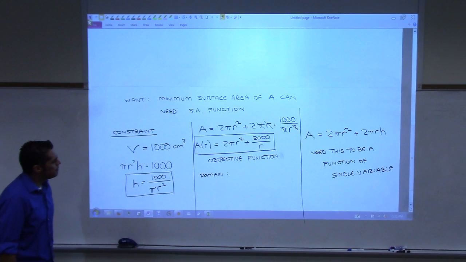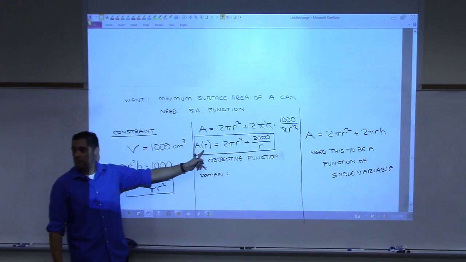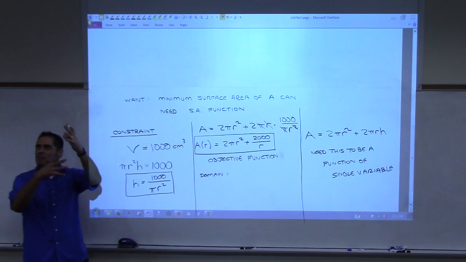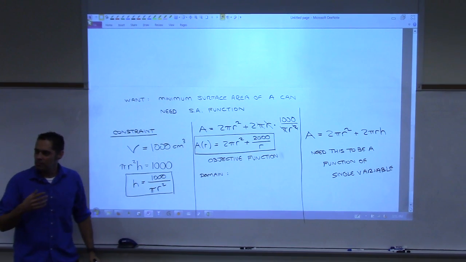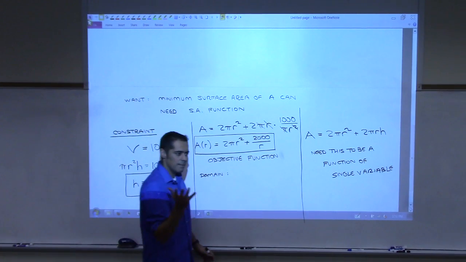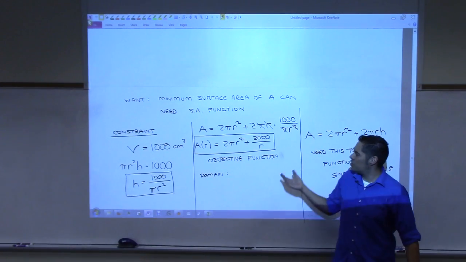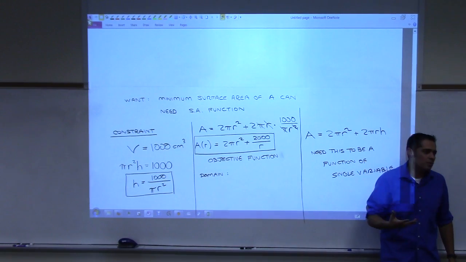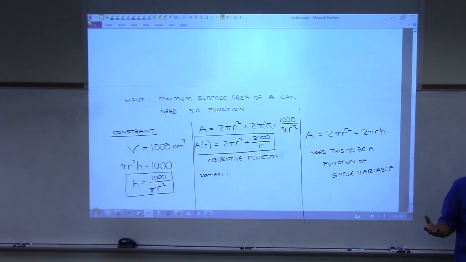Where are you getting that from? 2,000 over R. You're just looking at the function. I thought you were thinking about the geometry of the problem. Well, that too. Okay, so consider them both. The function should dictate part of what the domain can be, but also the geometry of the problem itself. What makes sense?